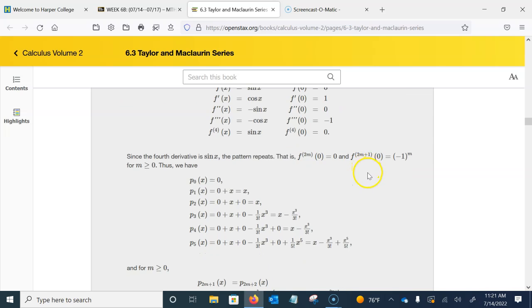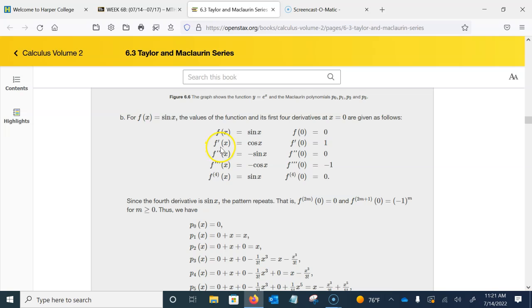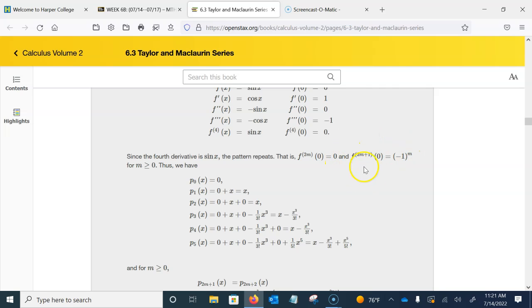Okay. So when I put this together, here I have 2m derivatives, so when m is 0, 1, 2, 3, all the even derivatives are 0 when I evaluate them at 0. Right? Evaluate at 0, I get 0. Why? Because the even derivatives are going to be some form of sine, and when I plug in 0, I get 0. All the odd derivatives will be minus 1 to the m power. If you look at that, there's the first derivative, that's a positive 1. The third derivative, I get a minus 1. The fifth derivative, I'll get a plus 1. So that's where they come up with this formula here.